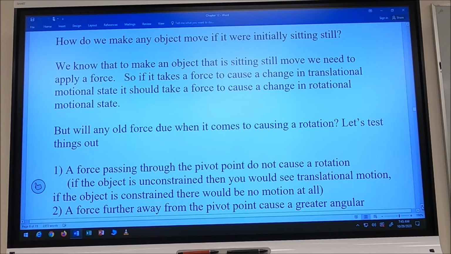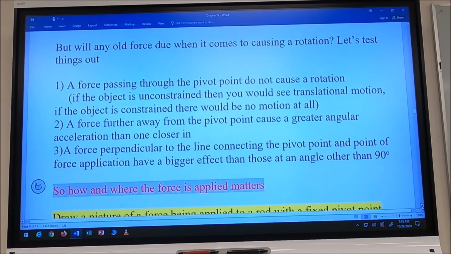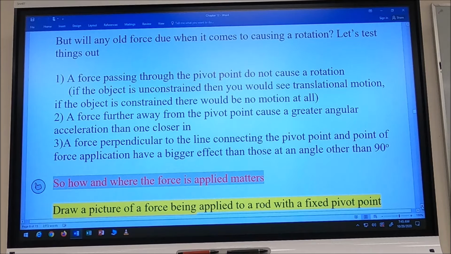What we want to talk about now is what kind of forces make things rotate. Now that I have an object that is a rigid body that has a shape to it, we want to think about whether the force is passing through the pivot point or whether the force is not passing through the pivot point. Now, why is this important? A force passing through the pivot point does not cause rotation.